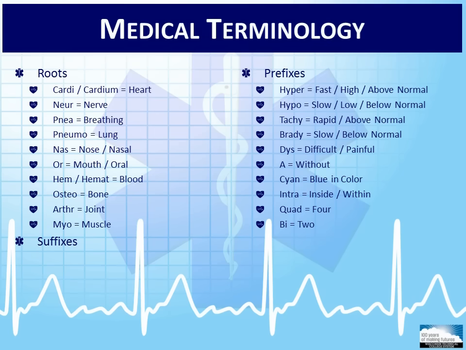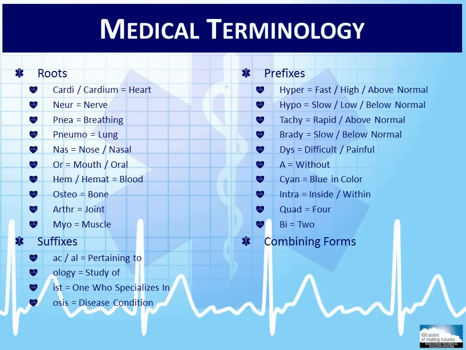There are also suffixes added to the ends of roots that complete their meaning. For instance, ac or al means pertaining to. Ology is the study of something. Ist refers to one who specializes in something. Osis is a disease condition. Ultimately, these prefixes, suffixes, and roots are combined to form medical terms that have significant meaning for the healthcare provider.